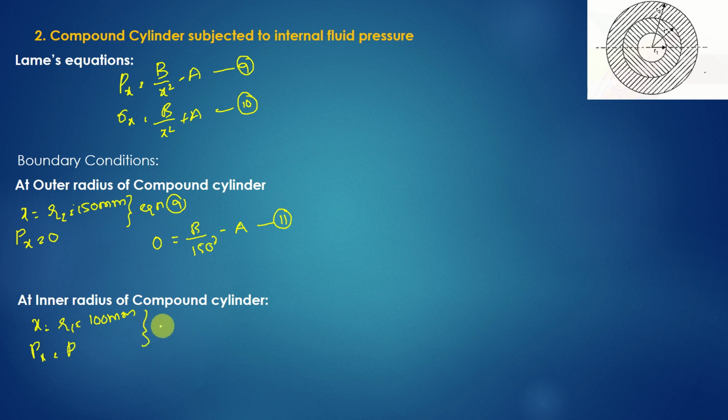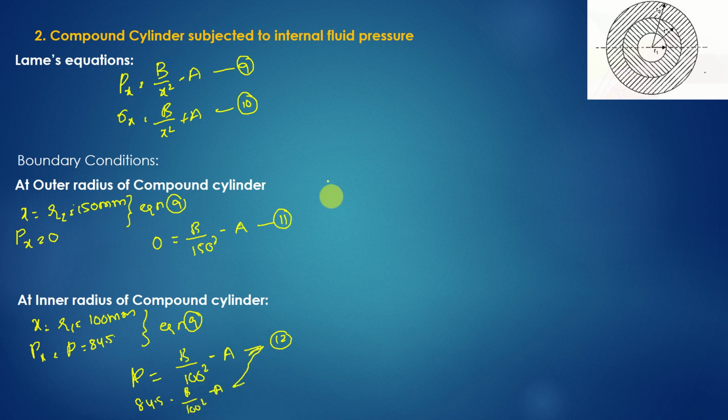Let us substitute these two in equation 9 again. So in place of Px, I will substitute P is equal to B by, in place of X, I will substitute 100 square minus A. Take it as equation number 12. So that P was given as 84.5 in the question. So 84.5 is equal to B by 100 square minus A. That is actually equation number 12. So if you solve equations 11 and 12, you will get the values of A and B.